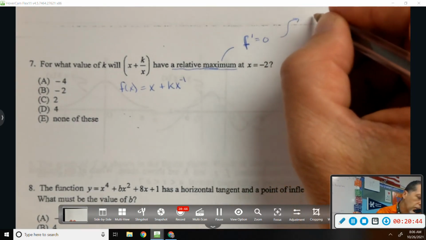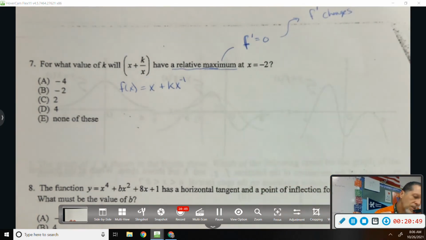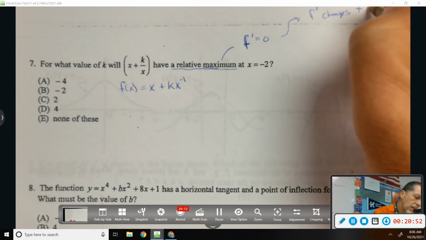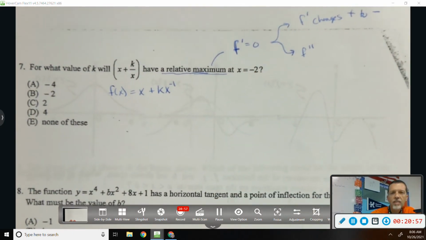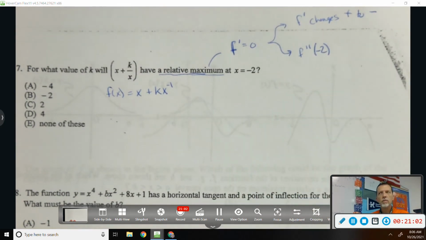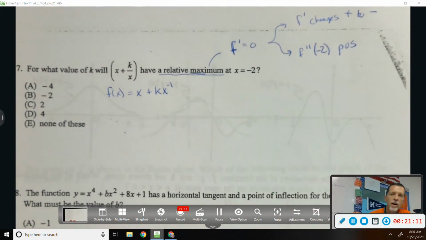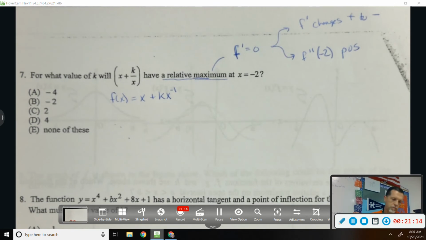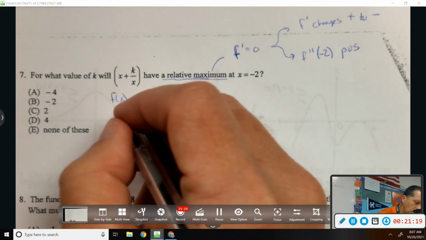Then I could either do the first derivative test and say f prime changes positive to negative. Or I could do a second derivative test and say that the second derivative at -2 would have to be concave up or concave down. If there's a maximum, it'd be concave down. So the second derivative would need to be negative. I'm not sure about these, but at least f prime has to be 0. So let's find f prime.